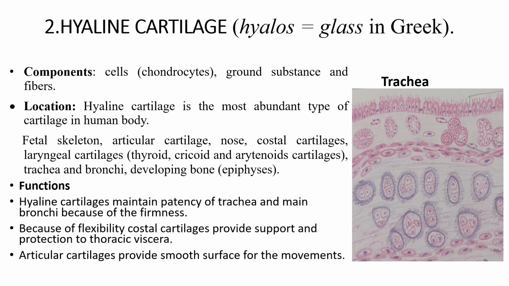As we can see in the respiratory tract, it is present in the trachea and main bronchus. So it helps in maintaining patency of the airway. It prevents collapse of the airway and provides firmness. Then the costal cartilages, which connect the ribs with the sternum, provide support and protection to the thoracic viscera. We know within the thoracic cage there are two vital organs: the heart and a pair of lungs. So these are protected by the hyaline cartilage. Then the articular cartilage, which covers the part of bone forming the joint, provides a smooth surface for locomotion.